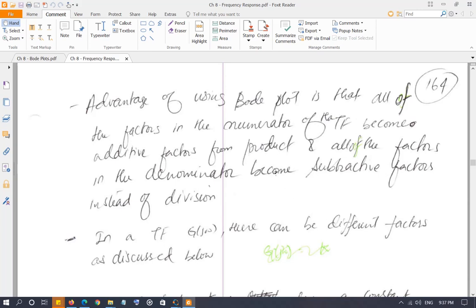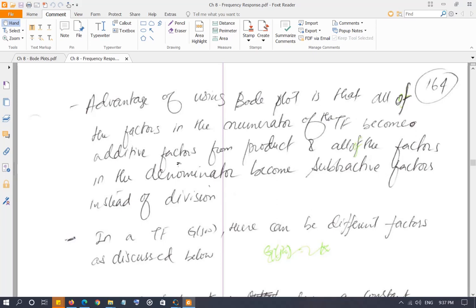Okay, so what is the advantage of using Bode plot? Bode plot, as I said, is an approximate plot. It's not an accurate plot. It's an approximate plot, but very close to the real plots. Now, since we are dealing in the logarithmic scale, the biggest benefit of using Bode plot is anytime you have a transfer function, all the products become additions.